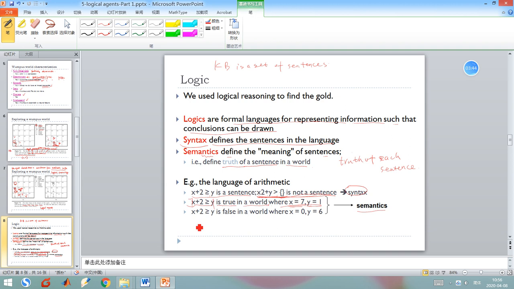And if x is assigned as 0 and y is assigned as 6, now we know the summation of 0 and 2 is less than 6. So it is false on this assignment. So this is the semantics of this sentence. These two cases mean every sentence should be either true or false, corresponding to the semantics.